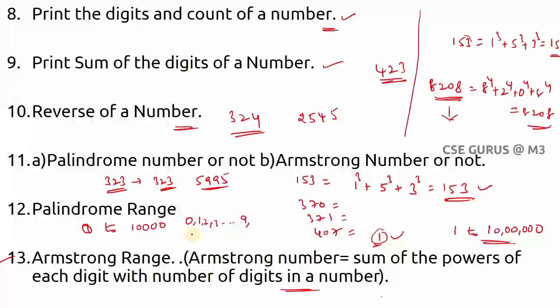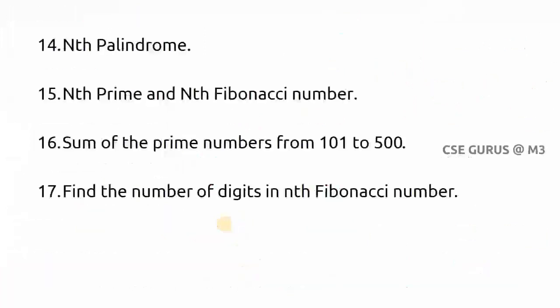After 9, what is the next number? 11. Next is 22. Next 33. Like this I can say. So this is palindrome range. How to print this palindrome range? Now after printing palindrome range, my next question will be nth palindrome.